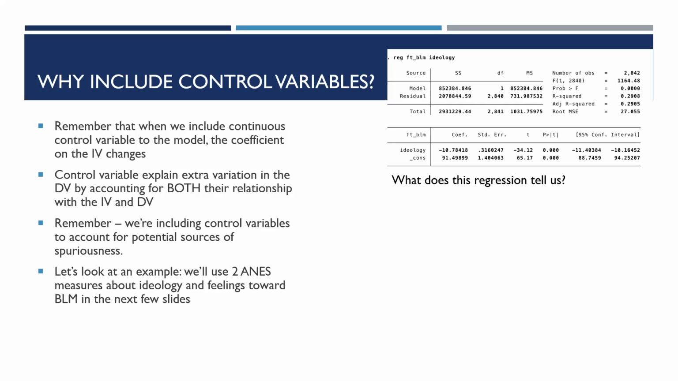So if we just start off with the main relationship we're interested in between ideology and that feelings thermometer measure, we can estimate a bivariate regression. Again, let's practice. What does this tell us? What's the average effect of political ideology on this particular feelings thermometer? The coefficient is a negative 10.78. What does that mean?